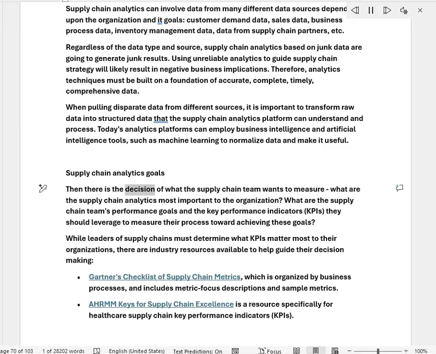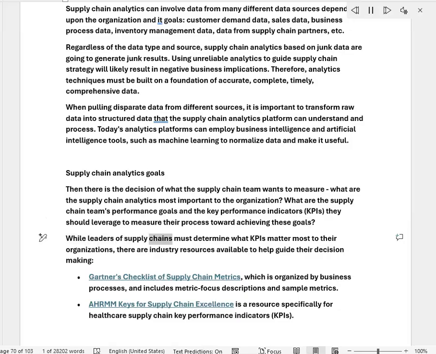Then there is the decision of what the supply chain team wants to measure. What are the supply chain analytics most important to the organization? What are the supply chain team's performance goals and the key performance indicators, KPIs, they should leverage to measure their progress toward achieving these goals?